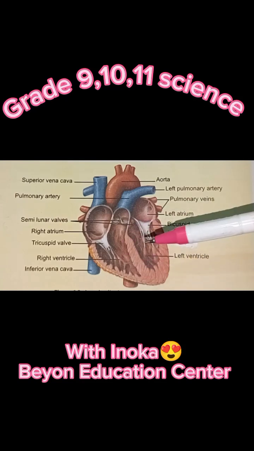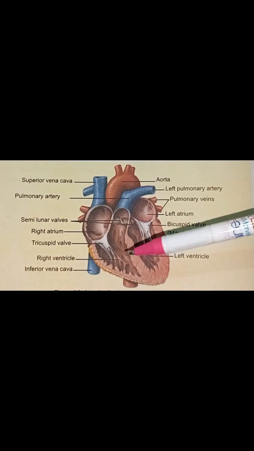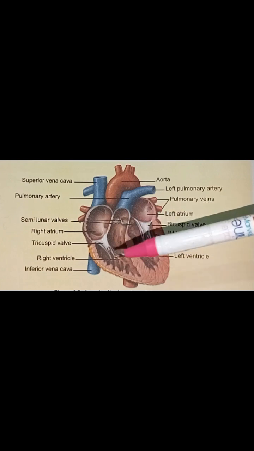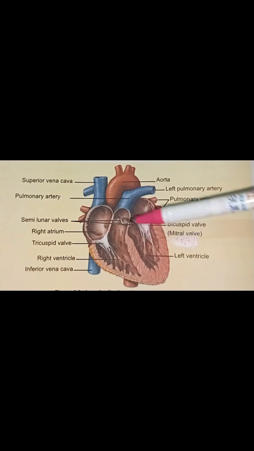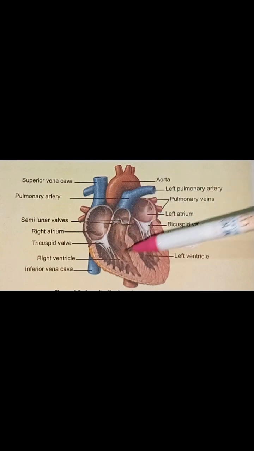Let's observe the structure of the heart and learn about its functions. The heart has 4 chambers: first one, second one, third one, and fourth one. The upper chambers are called atria, and the lower chambers are called ventricles.